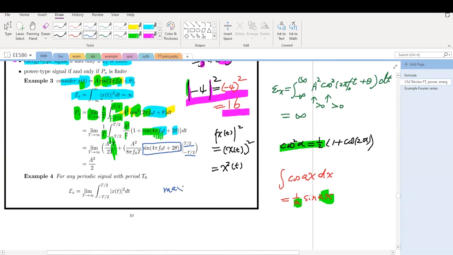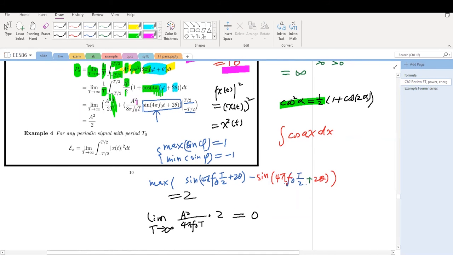So the maximum of sine of anything, phi, equals 1, right? And the minimum of sine equals minus 1. Now we look at this term. This term is a definite integral, and then we need to plug in half t and minus half t, right? So that will equal sine of 4 pi f naught half t plus theta, minus sine of 4 pi f naught minus half t plus 2 theta. We know for any sinusoidal wave, the maximum value is 1. The minimum value is minus 1.